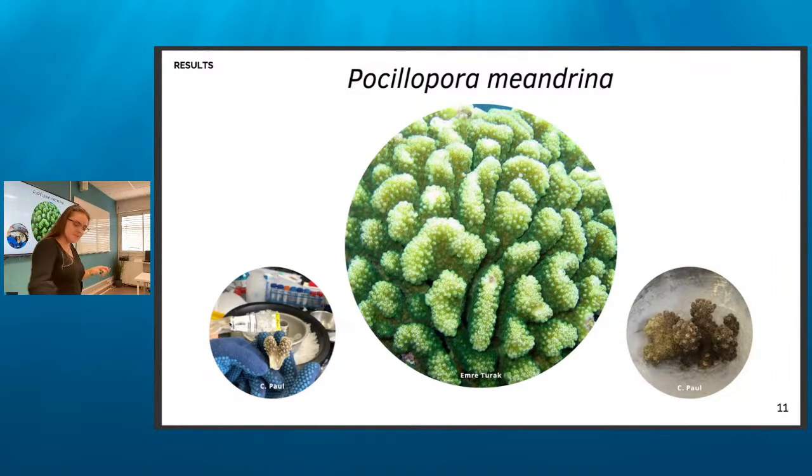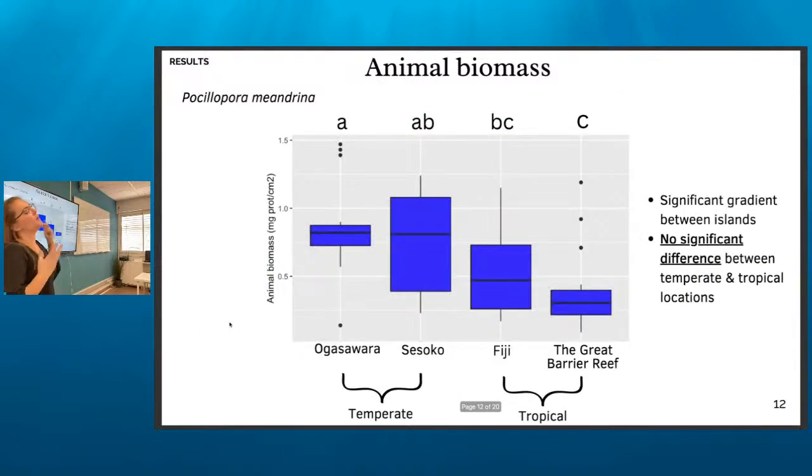Just for time's sake, I'm just going to show you the results of Pocillopora meandrina. If you have questions later, I'd be happy to answer. From our first trophic state measurement, we have the animal biomass. From the analysis that was conducted, we can identify that there was no significant difference between temperate and tropical locations. However, there was a significant gradient between Sissoko and Fiji.